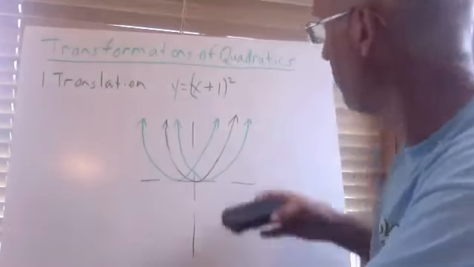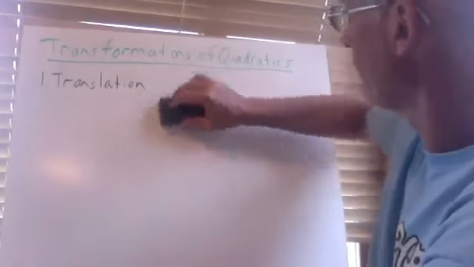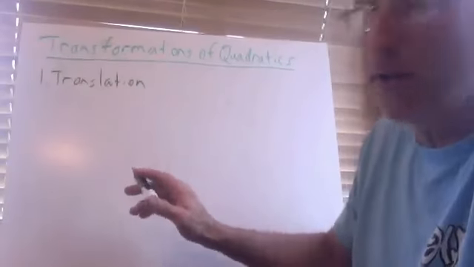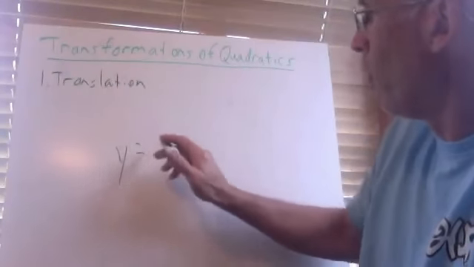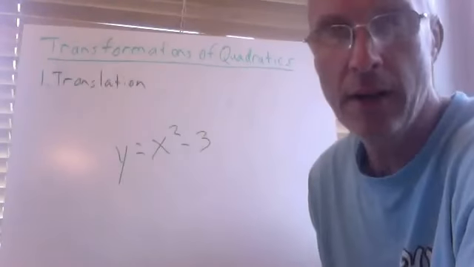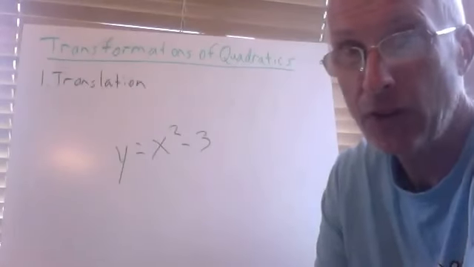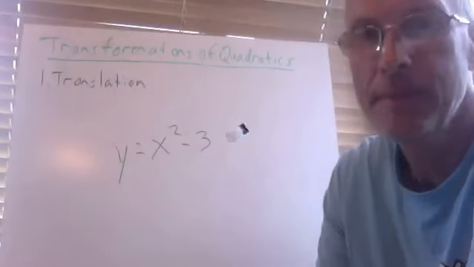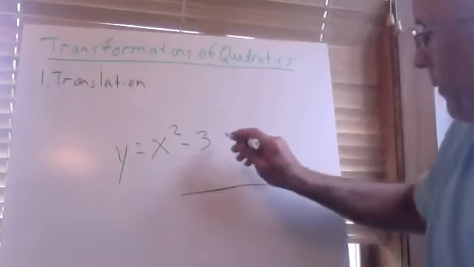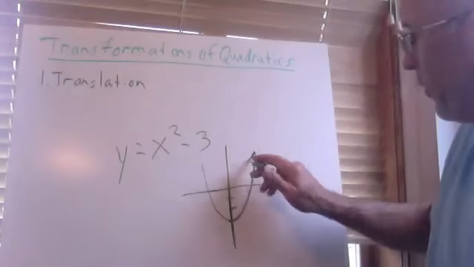Again, let me just review that. Actually, I'll just have you review it for me. Okay, y equals x squared minus 3. What is that going to do to our parabola? I'll stop. Think about it. Okay, what'd you say? If you said that that's going to move our parabola down 3, then you're absolutely correct.